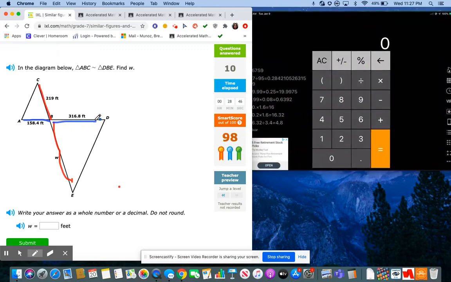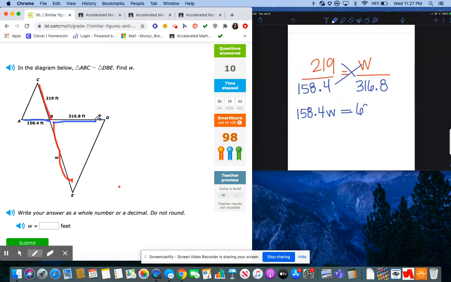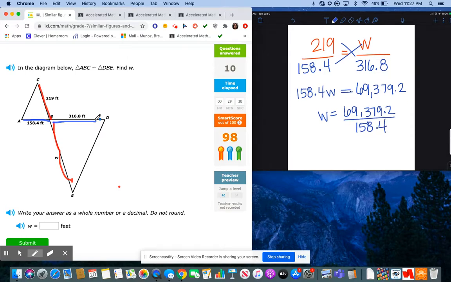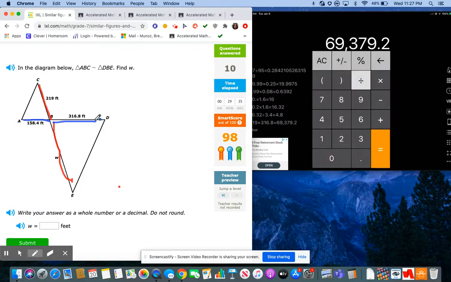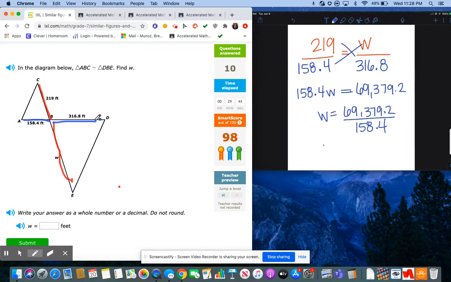So let's go ahead and use a calculator. 219 times 316.8. Whoa, that's a big number. Okay, doesn't matter. 69,379.2. And then to find W, we have to divide those numbers, right? 69,379.2 divided by 158.4. And so the final answer here is 438. So here, W equals 438. What are they? Feet.